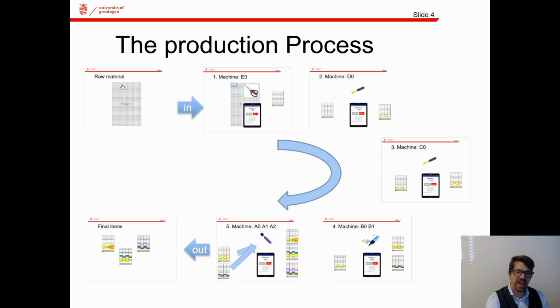The raw material, the A4 sheet, is input for the first machine. The first machine is producing E0. Second machine is producing E0. Third machine produces C0, followed by the fourth machine, and there we have two alternatives, E0 and E1, depending on the production order which is displayed on the mobile device. And the final machine, machine 5, has also three possibilities. You're going to produce either A0, A1, or A2.